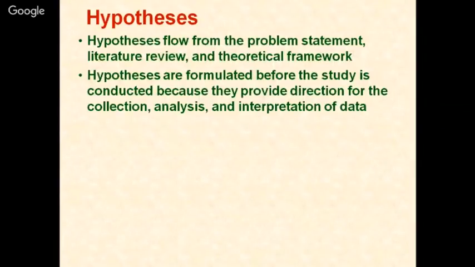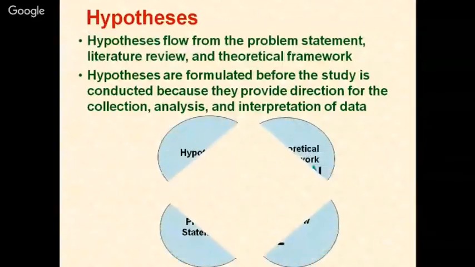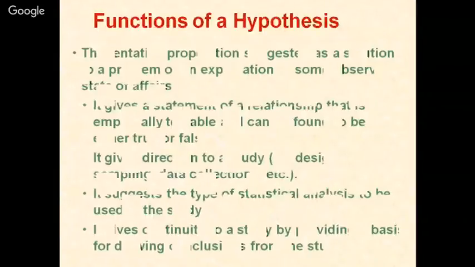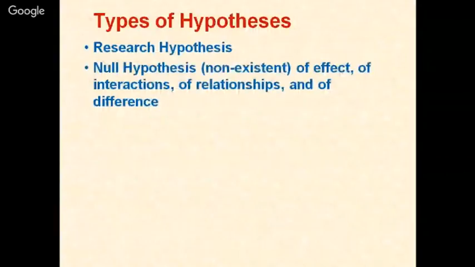On the basis of the literature review, you will decide whether you are going for the research hypothesis or you are going for the null hypothesis. There are two types of hypotheses: research hypothesis and null hypothesis, that is, non-existence of the effect of interaction or relationship and of difference.